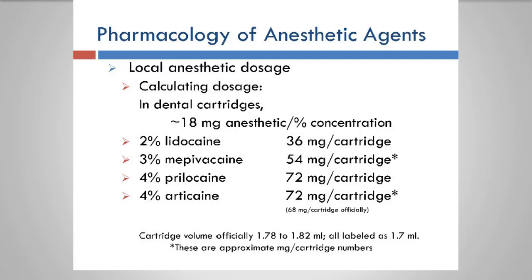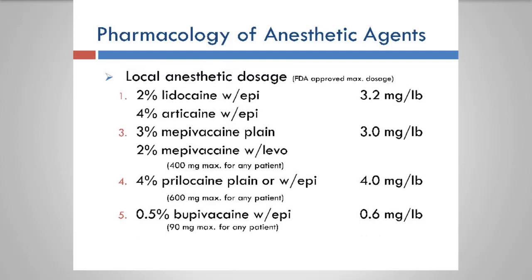These are approximate amounts of how much anesthetic is per cartridge, but they're pretty close to the ballpark, so good working numbers. And in terms of the FDA maximum dosage recommendation per pound, we can see lidocaine and articaine are identical. Bupivacaine, plain or with vasoconstrictor, is 3 milligrams, and 4 for prilocaine. Notice that bupivacaine and prilocaine do have definite limits.